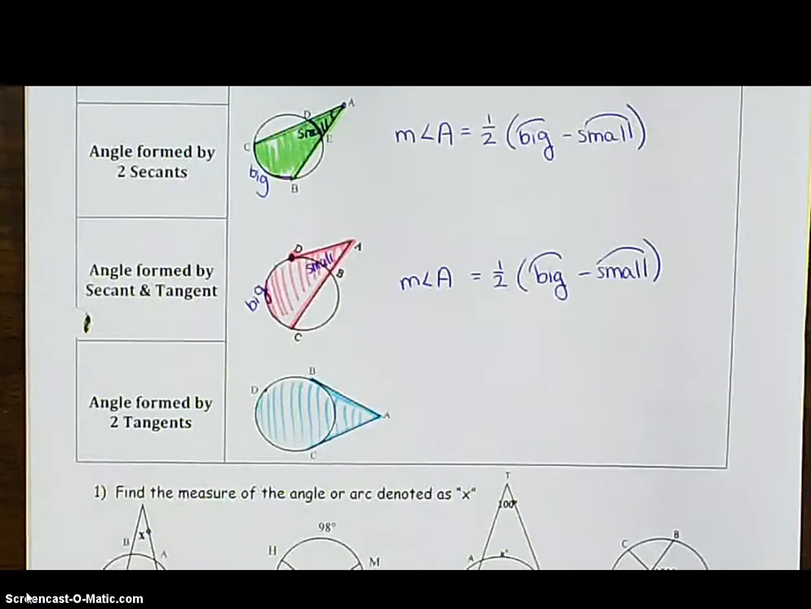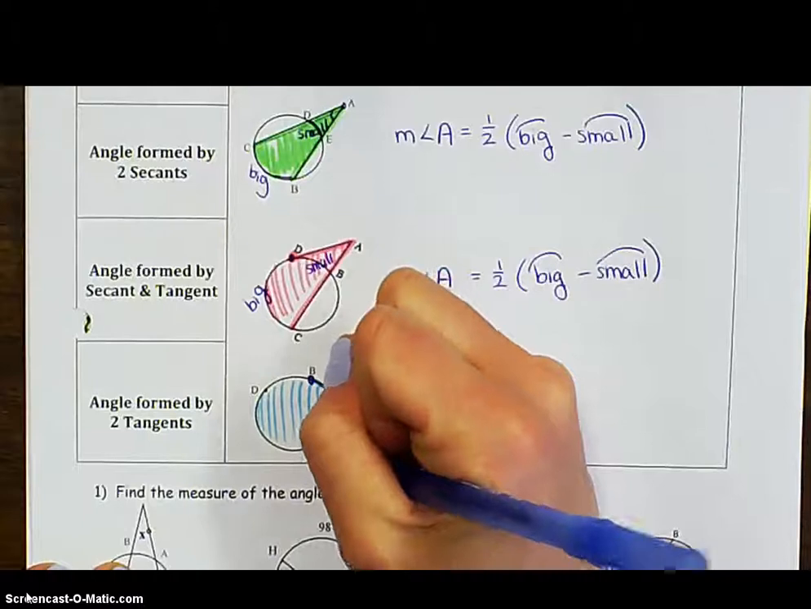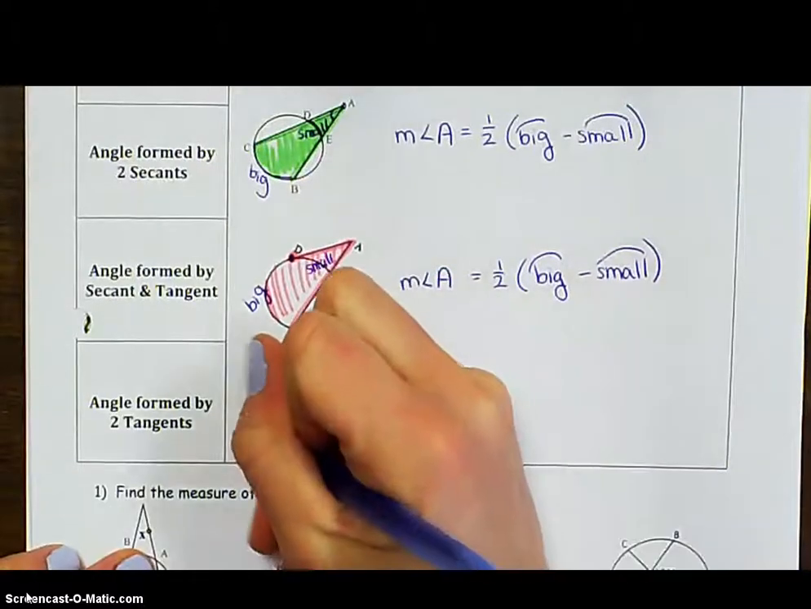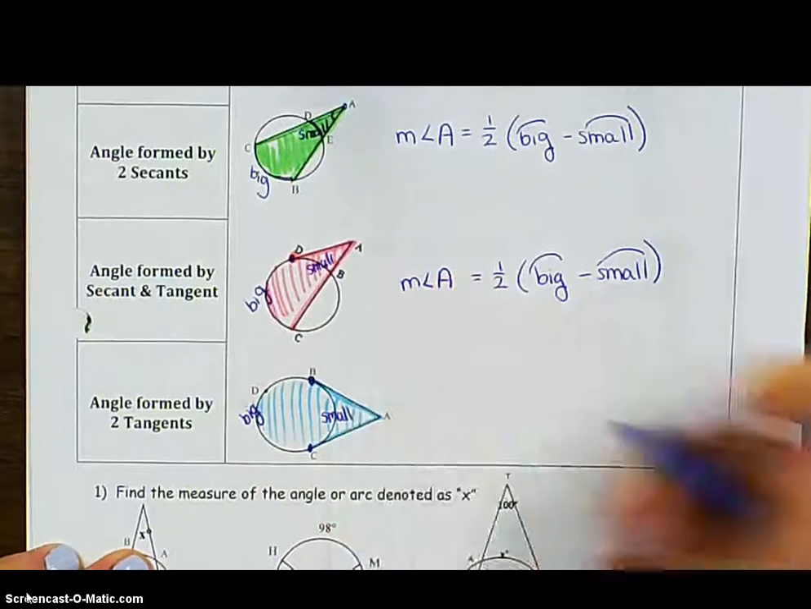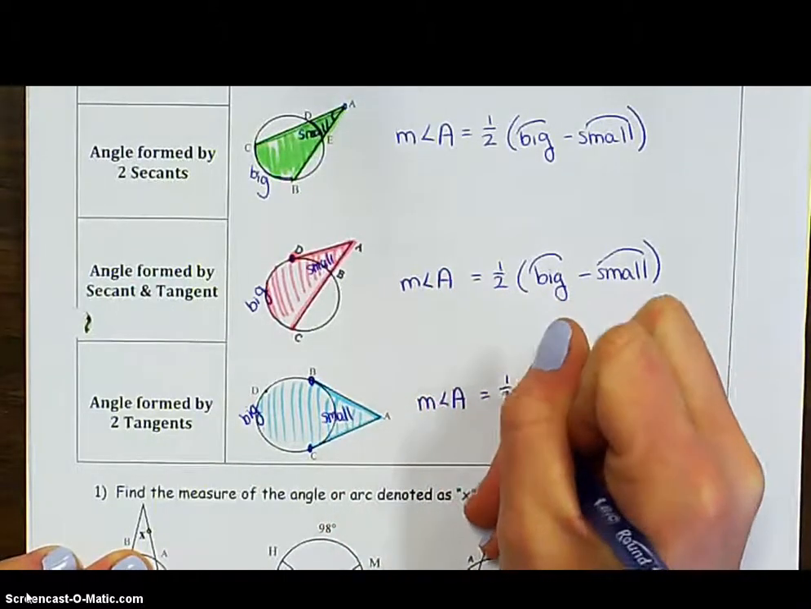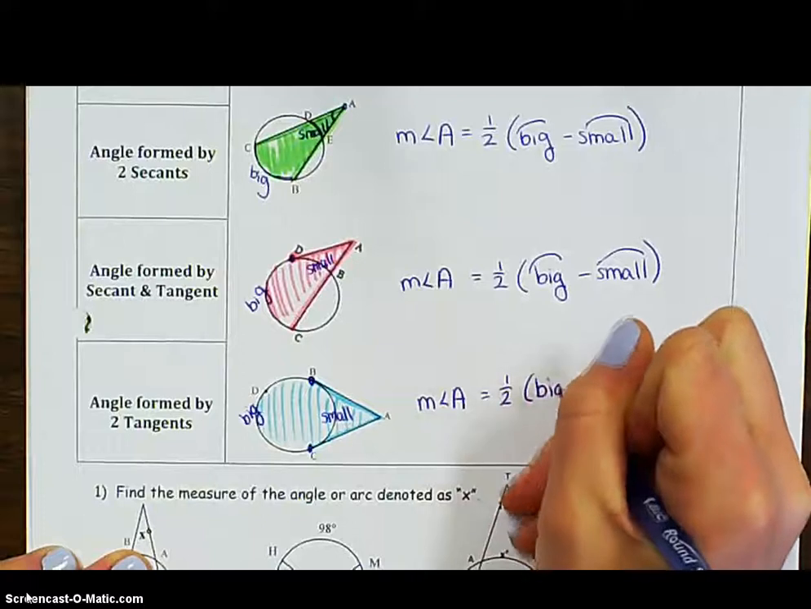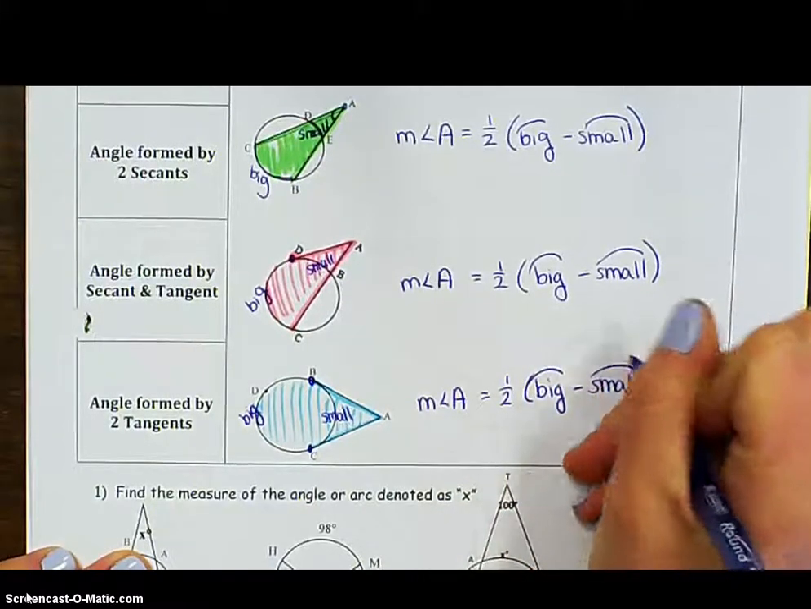Is there 1 arc or 2 arcs that are shaded? There's actually 2 arcs. So B and C are your points of tangency. This would be your big arc and this would be your small arc. So once again, the measure of angle A is equal to 1/2 the big arc minus the small arc.